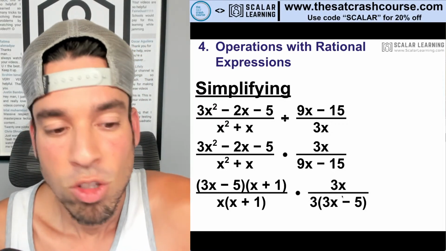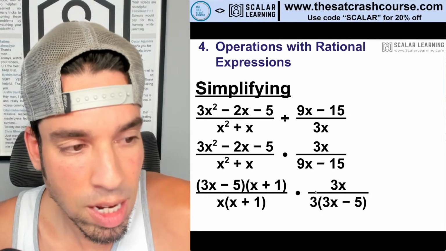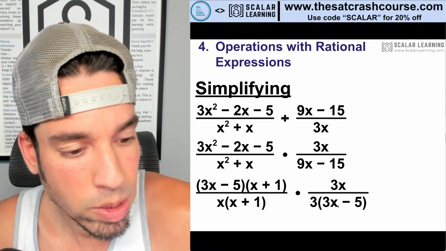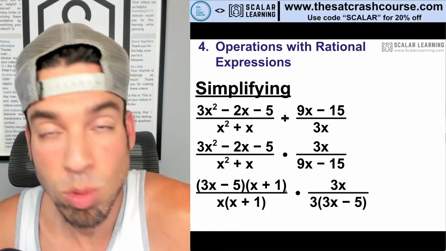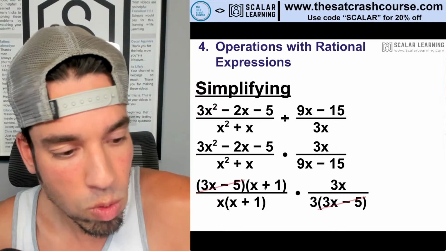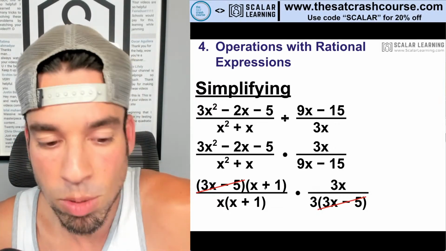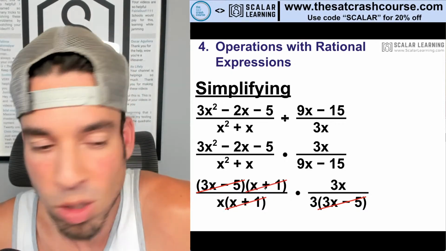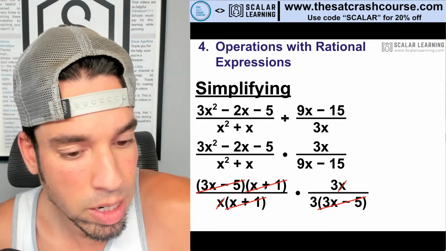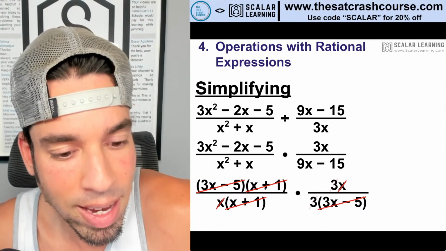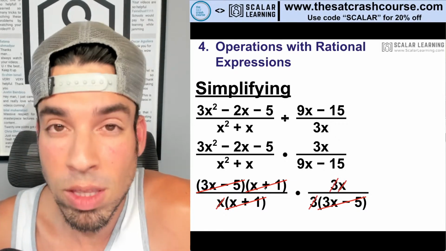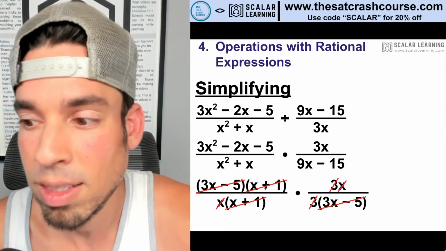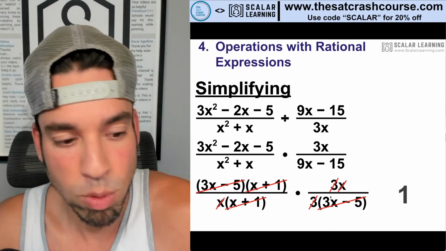Okay. So now we have this great example, and the question is to simplify. Well, what do we see that we can cross off? That's what the simplification process is all about. I see a 3x minus 5 on the top and bottom. Goodbye. I see an x plus 1 and x plus 1 on the top and bottom. Goodbye. I see an x on the top and bottom, and I see a 3.